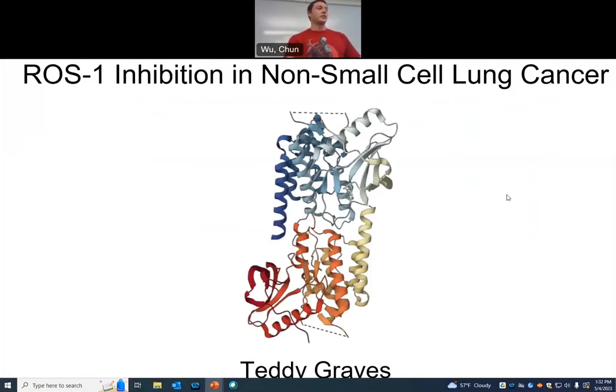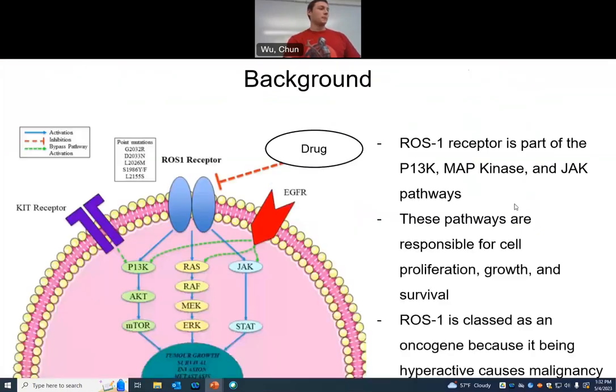All right, so I did ROS1 inhibition in non-small cell lung cancer, and it's shown here as the Protein Data Bank structure of the enzyme.